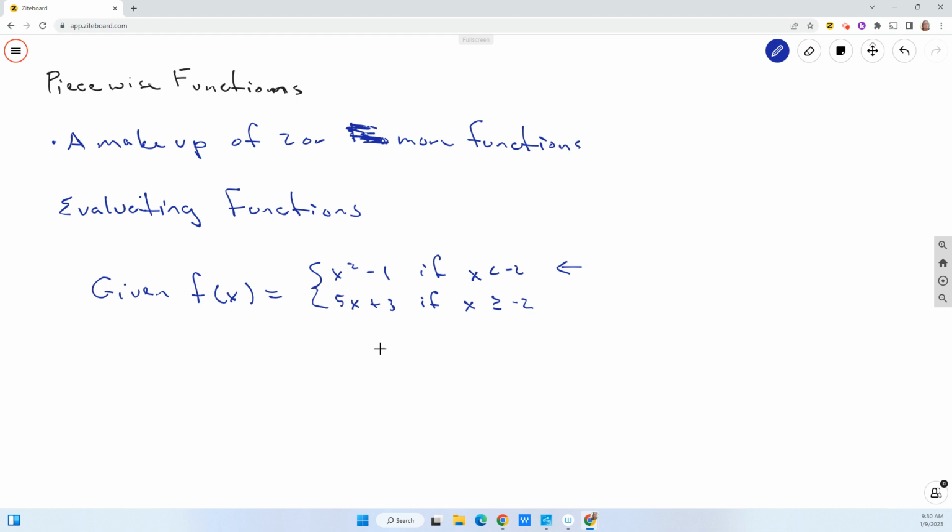And so when we're evaluating a function, I'm trying to move my screen without writing on it.